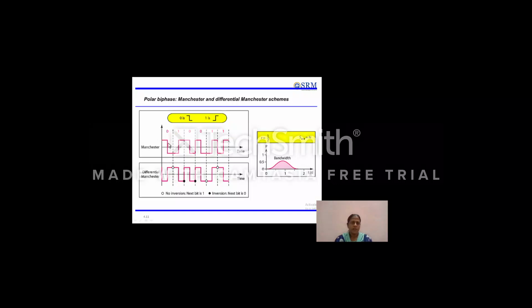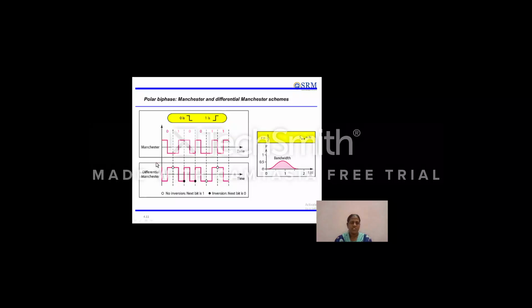So a 0 can be drawn as high to low. Then 1 is low to high. So here you can see it is low to high. Again 0, high to low. Again 0, high to low. Again it is 1, low to high. Again 1, low to high. And then you can draw these lines. So this is how you do the Manchester encoding.